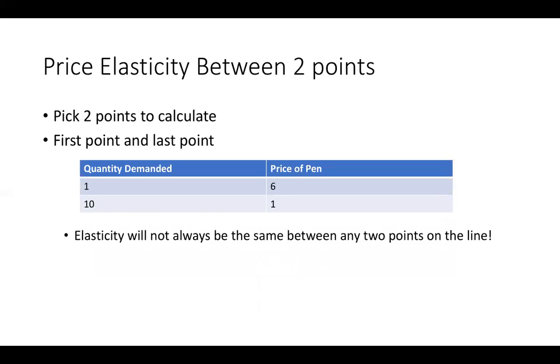The points are 1 for quantity demanded when the price of the pen is $6 and 10 quantity demanded when the price decreases to $1. Let's now calculate the price elasticity between these 2 points.